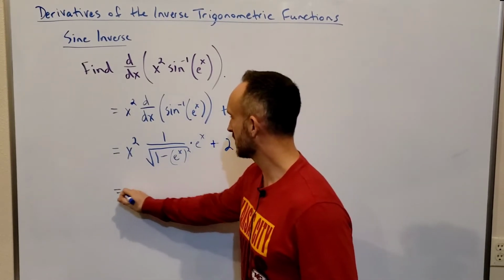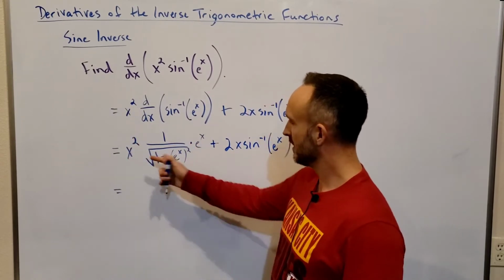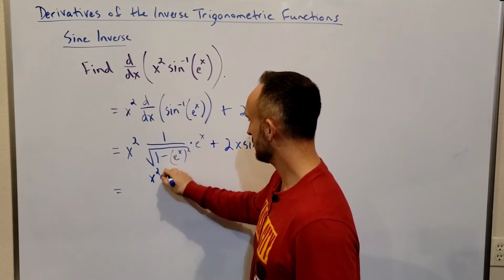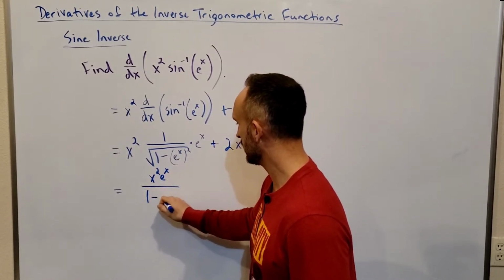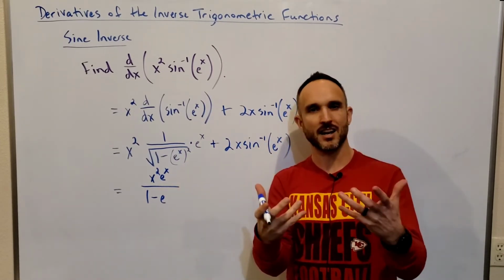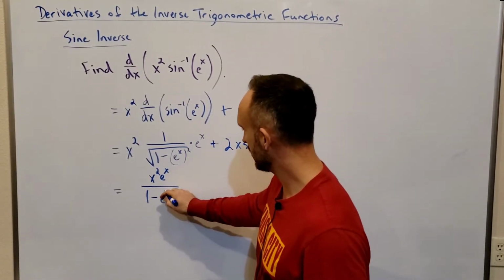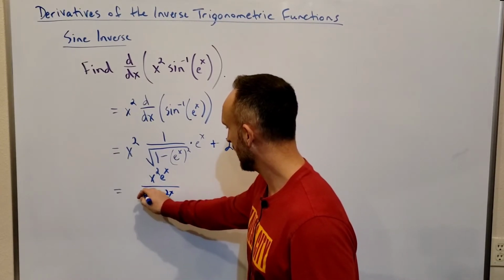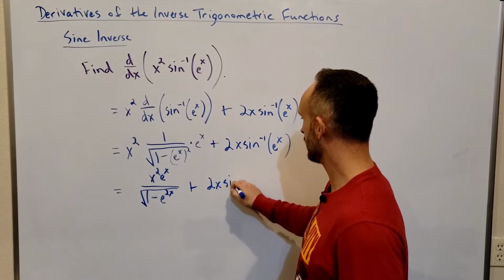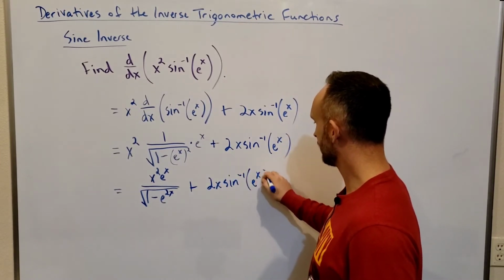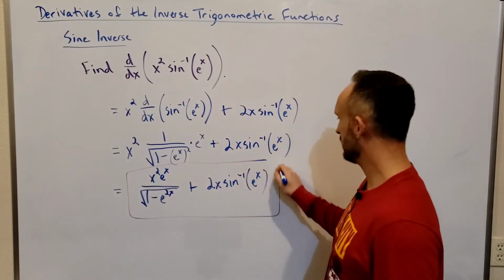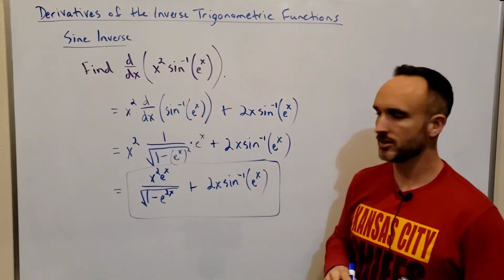So now if I just kind of clean up this first term, x squared e to the x will multiply on the top. So I'll have x squared times e to the x over the square root of 1 minus. When I square e to the x, that's e to the x times e to the x, which is e to the 2x, adding those exponents, plus 2x sine inverse of e to the x. And this, all of this, is the derivative of this product, okay?